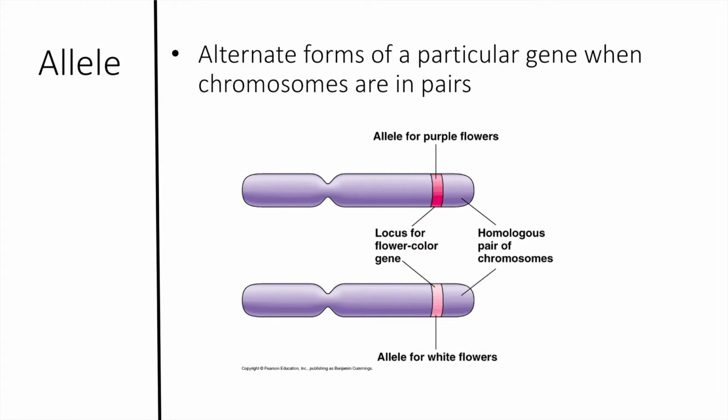An allele is an alternate form of a particular gene when chromosomes are in pairs. So here we have a pair of chromosomes.